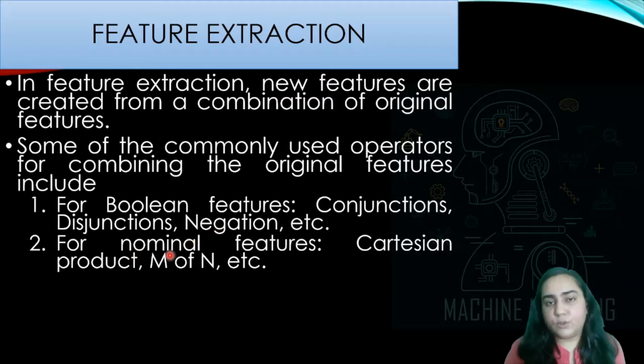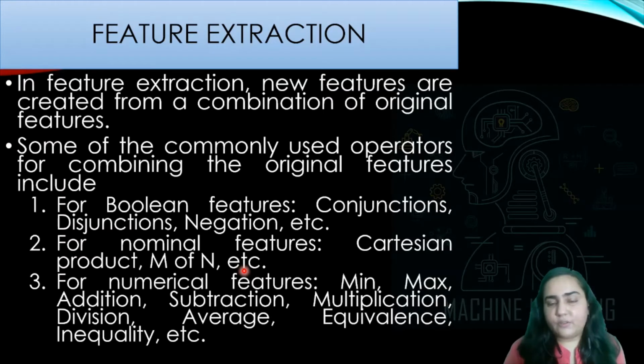which are categorical variables that do not have any significance in terms of hierarchy, like class A, class B, or hair color, eye color, stuff like that, then you could use Cartesian product, or you could use M of n, which means out of n features, you could select some of those. The third one, if you have numerical features, numbers, continuous features, then you could use minimum, maximum, addition, subtraction, multiplication, division, average, equivalence, inequality, and more such things to perform feature extraction.